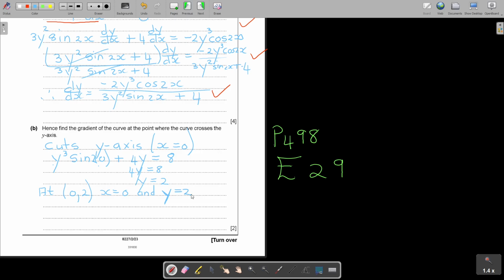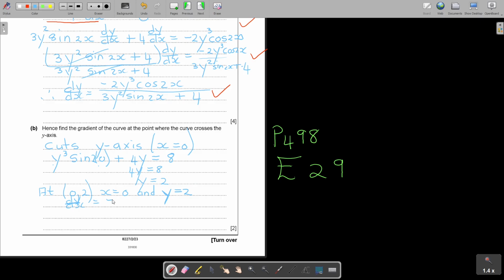Okay, and now this is the method we do here. We take, and this is why they gave you the show, so that even if you struggle with that, you can still get full marks for this question. So now I say dy over dx is equal, and I just substitute it in the differentiated formula.